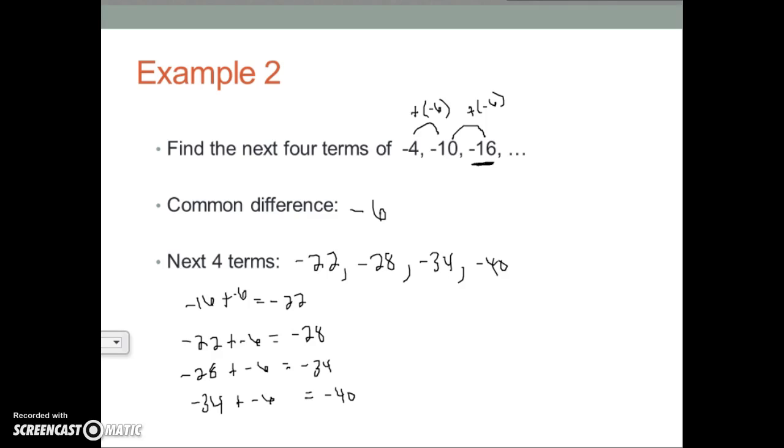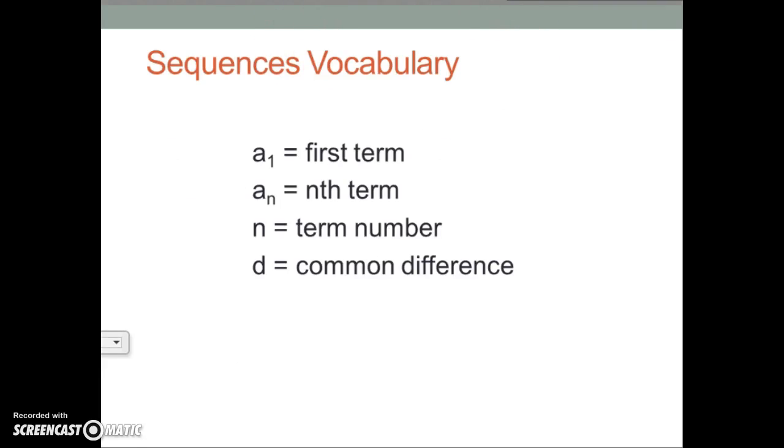So we can also figure out any given number in a sequence by looking at the sequence itself. To do that, we need to identify the different parts of the sequence and use a simple equation to find the unknown term. So first we want to identify the different values. Each sequence and each term in a sequence is given a specific value. The first term in a sequence is a sub 1. A sub 1 represents our first term.